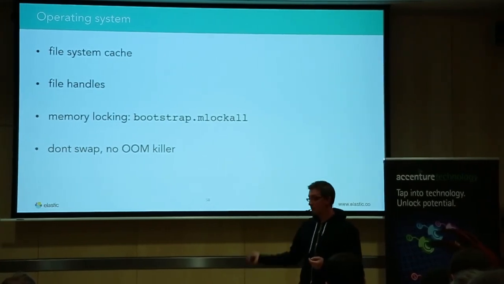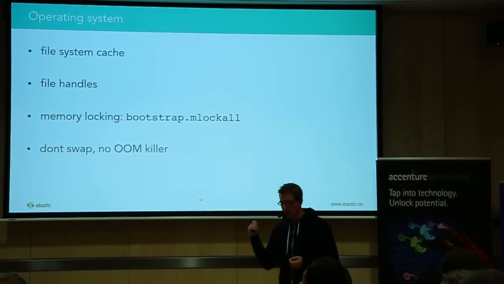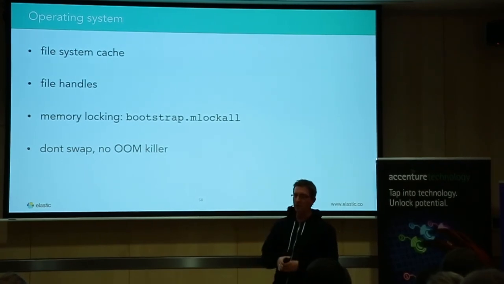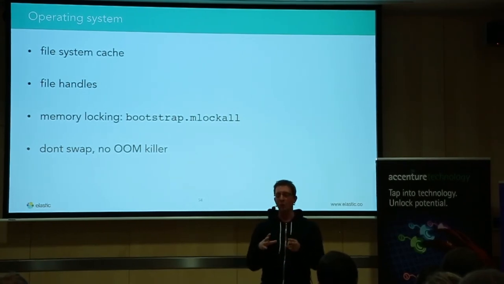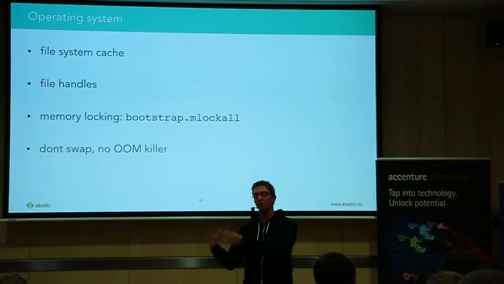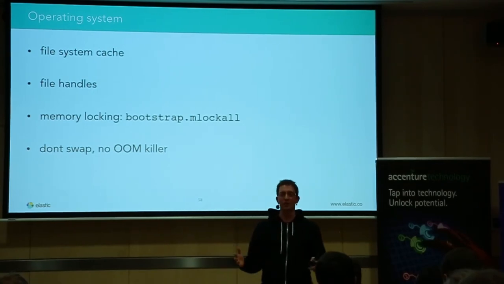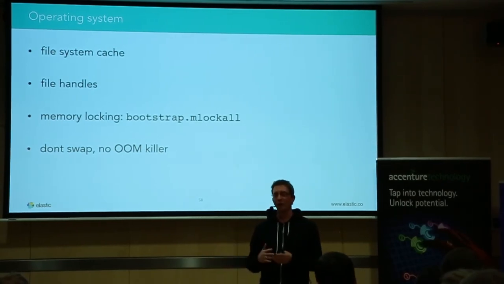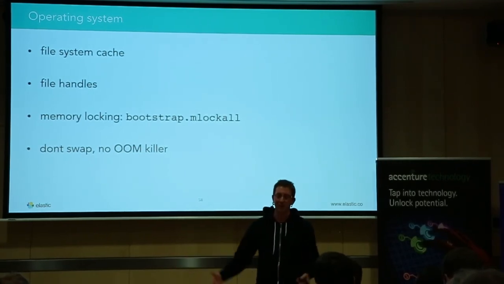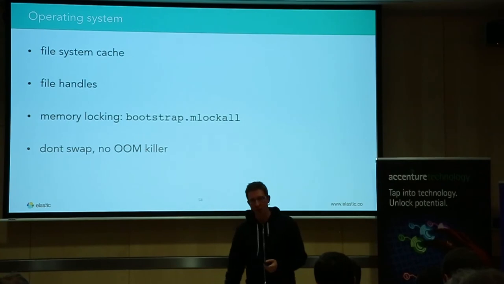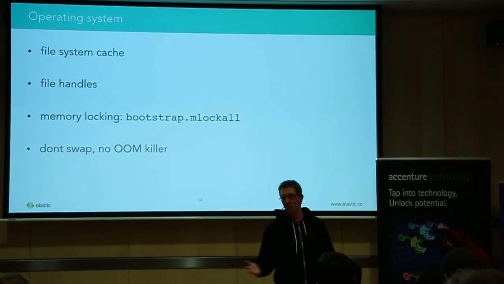Memory locking is important. So by setting this configuration parameter in Elasticsearch, what happens is that on startup, the process tells the operating system, never ever swap memory of this process to disk. Because if that happens, you implicitly have a slow service. If you have a Java garbage collection and parts of this memory are written on swap on disk, it will just take ages because the disk is slow. Now, when you want to have a fast service, don't swap.